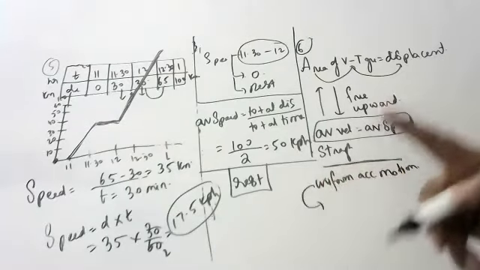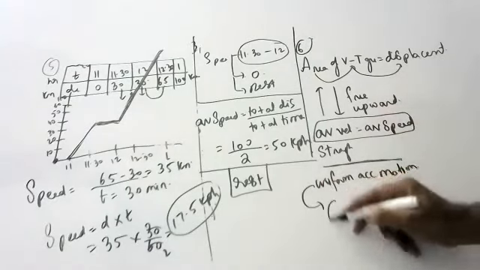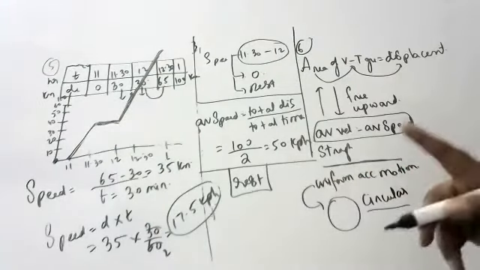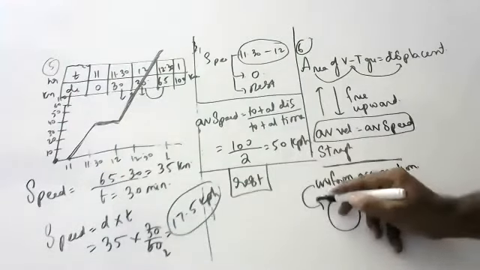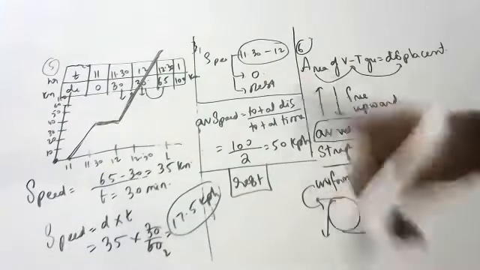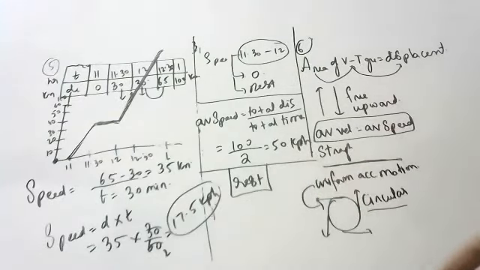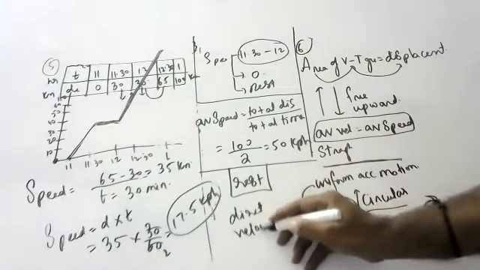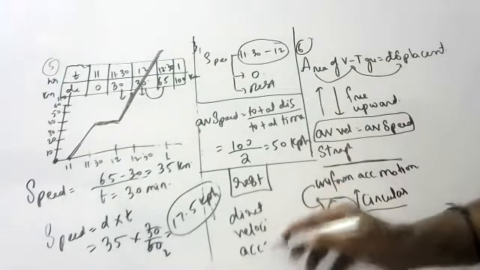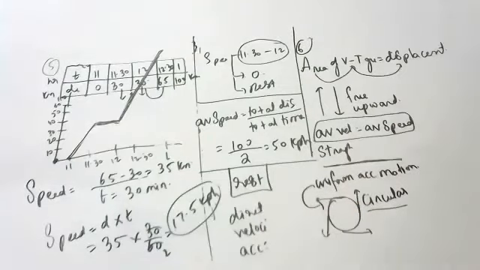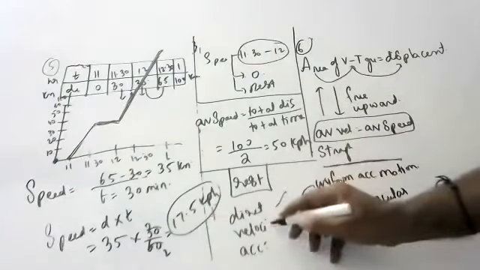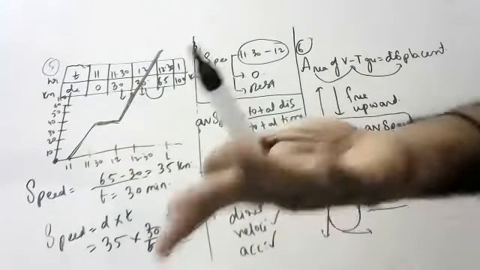The best example of uniform accelerated motion, always remember, children, is a body moving in a circle. A body moving in circular motion has acceleration because it continuously changes its direction. If direction changes, velocity also changes. If velocity changes, it is accelerated motion. Because continuously it is changing what? Direction. If velocity is changing, it is said to be acceleration.